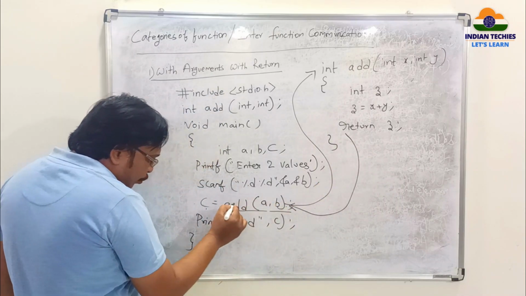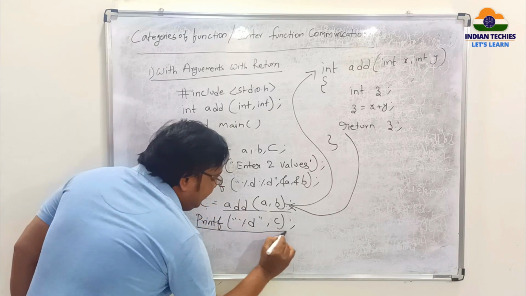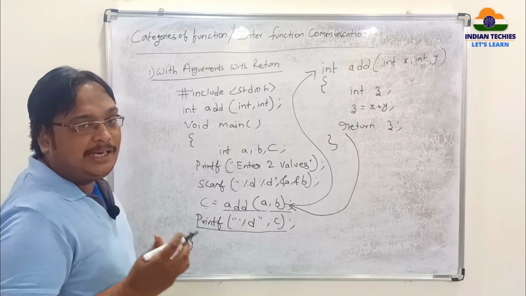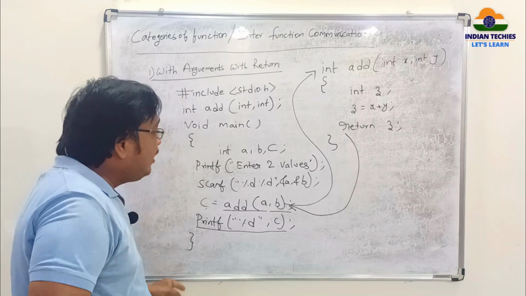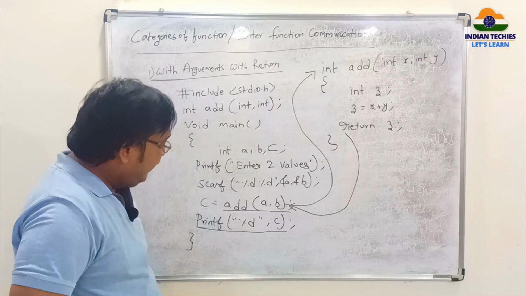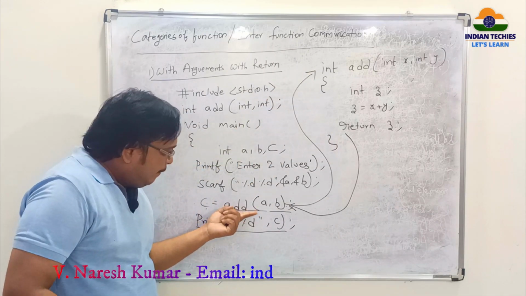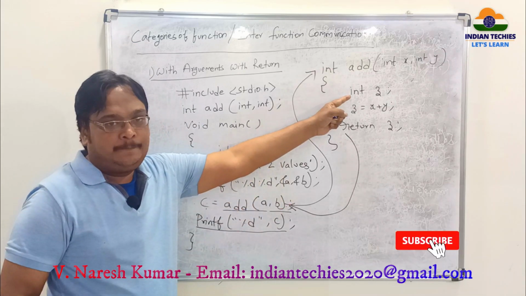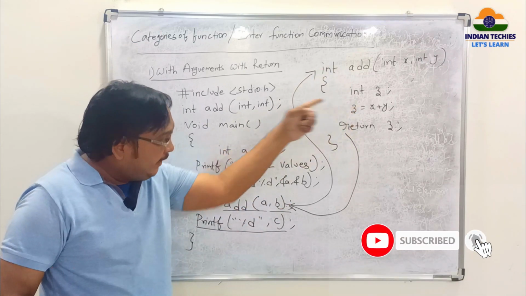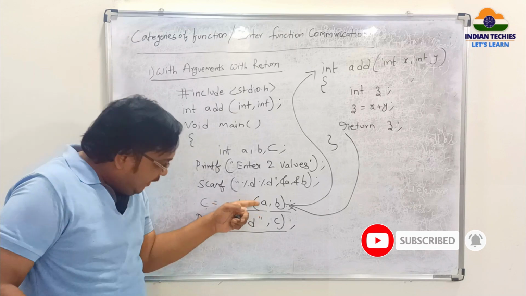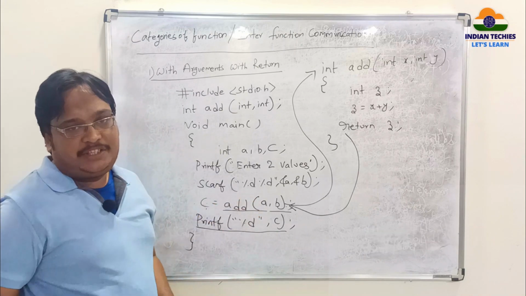Then this result is stored in C. Then this line will be executed. We are generally in a dilemma that once all these lines are completed, this will be done. No. Whenever a function is executed, the compiler jumps to that function definition. Once it is completed, then again it comes back to the same line. Then again it will be a sequential execution.